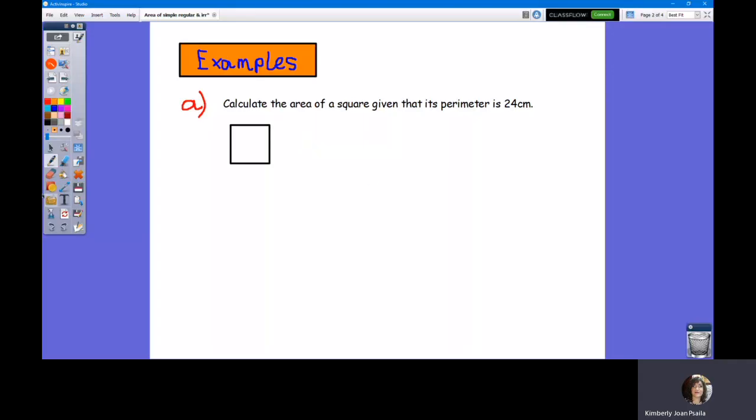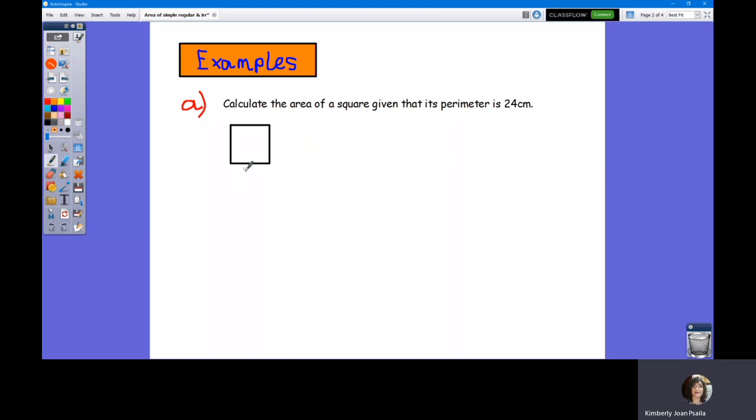Hello again. Here we are going to work out some examples regarding area of squares and rectangles. So example A. Calculate the area of a square given that its perimeter is 24 centimeters.